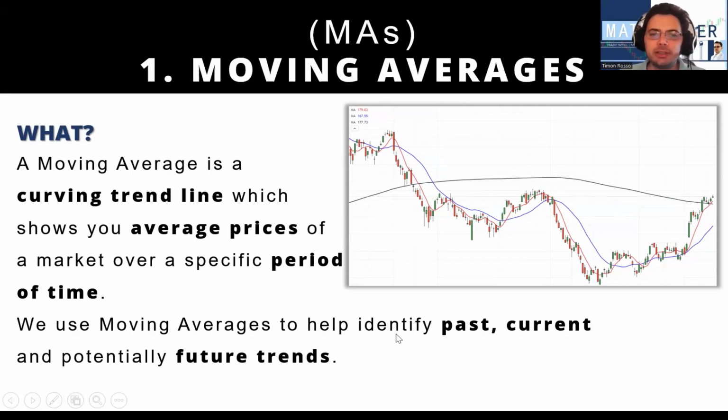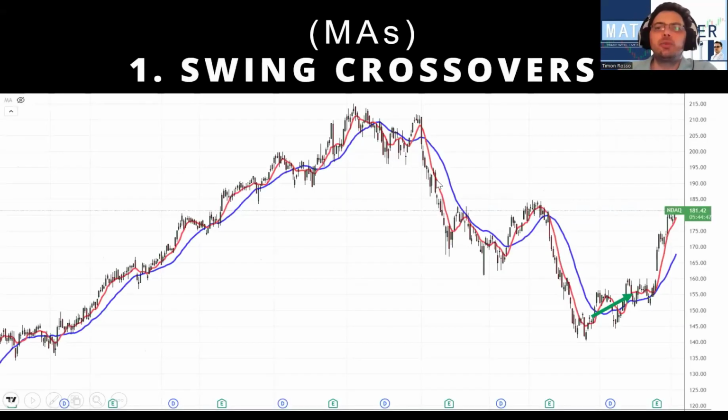We use moving averages to help identify the past, the current, and potentially the future trends. The past is what we see occurred with the prices on a chart. The current is seeing where are we with the moving averages. So right now, the 7 is above the 21. The price is moving up. The price is above the 200-day moving average. So where is the market more likely to move? Future trend? Up.